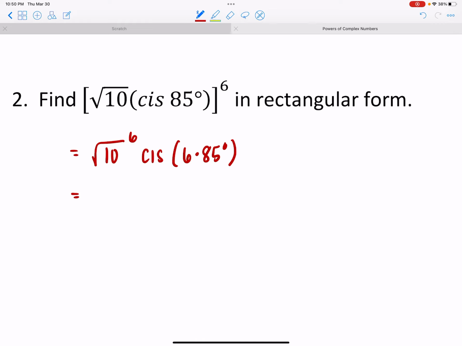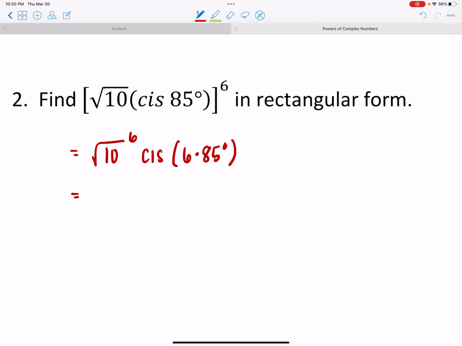Now, radical 10 to the 6th power might look a little strange, and you could probably just put that in the calculator, but I want to try to avoid that if we can, because it's actually going to end up being a nice number, but sometimes it's not. We want to keep our exact form, and really it's just something we should be able to handle.